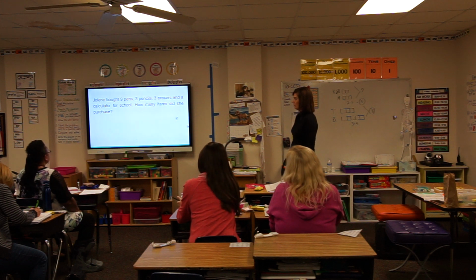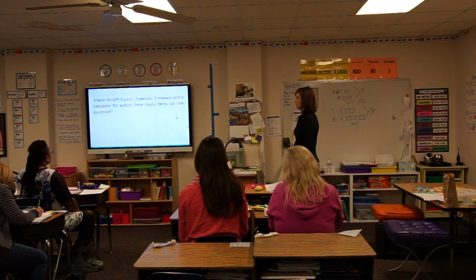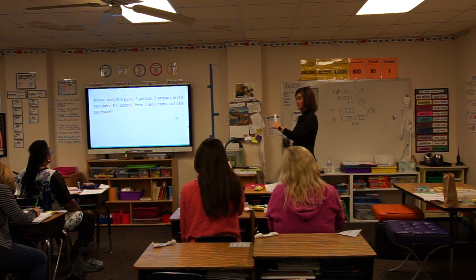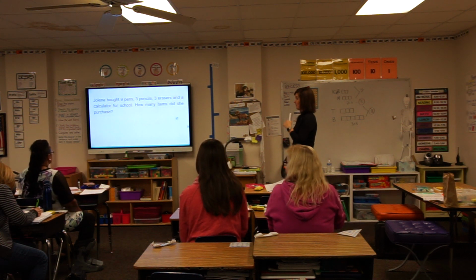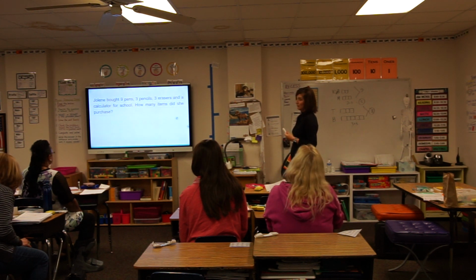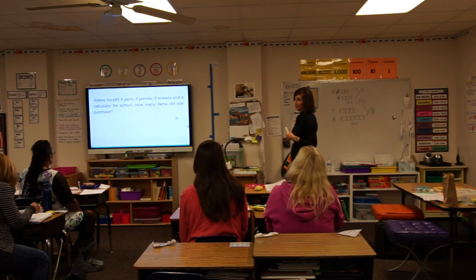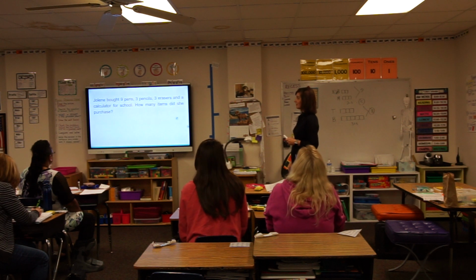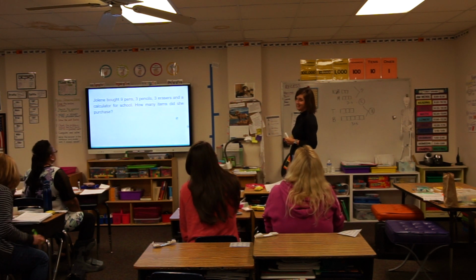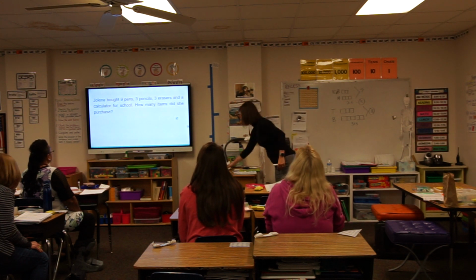Again, same problem. Jolene bought 9 pens, 3 pencils, 3 erasers, and a calculator for school. How many items did she purchase? What would you do? Write a P for pen. First, I would ask them if there's a number present that's not actually on there, because "a" actually stands for a number. What number is that? 1. Okay. Then what would you do? I would probably write pens and pencils down, and then draw the number. 9, then 3, bracket, then 3, bracket, and 1. And add them all together.